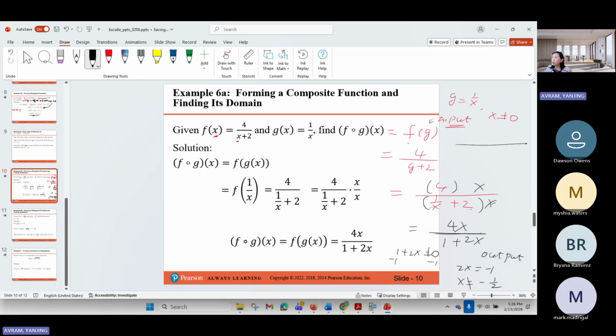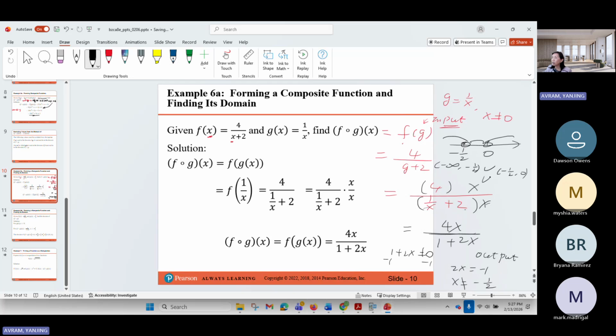So we have to combine these two together. X cannot be 0, X cannot be negative 1/2. So we have to circle 2 points out. This will be your domain: from negative infinity to negative 1/2, then negative 1/2 to 0, and then union from 0 to infinity. So you're going to have 3 intervals in this case. That is the composition and also the composition domain.